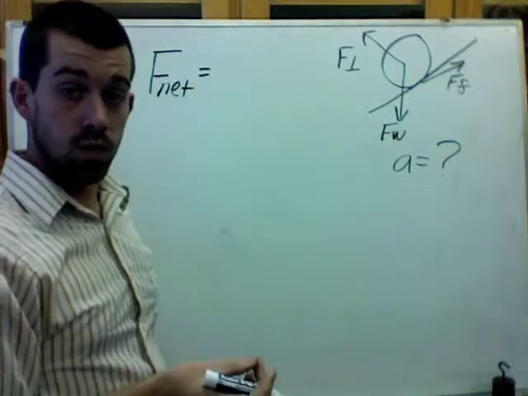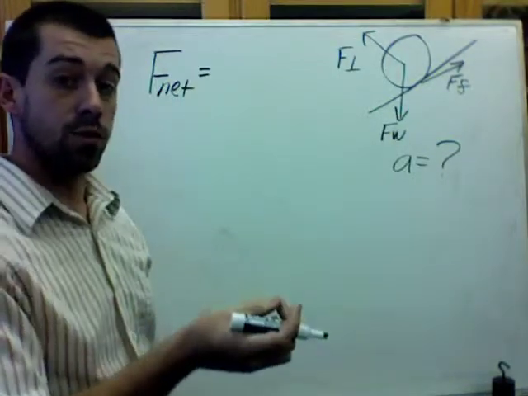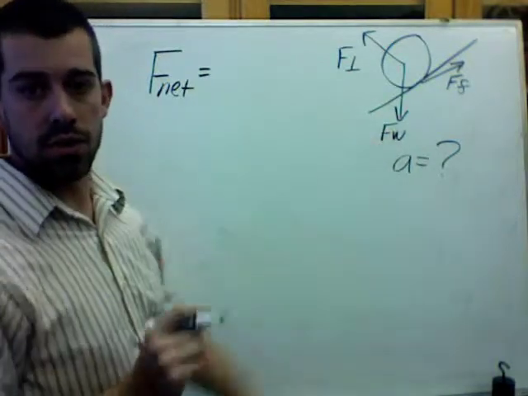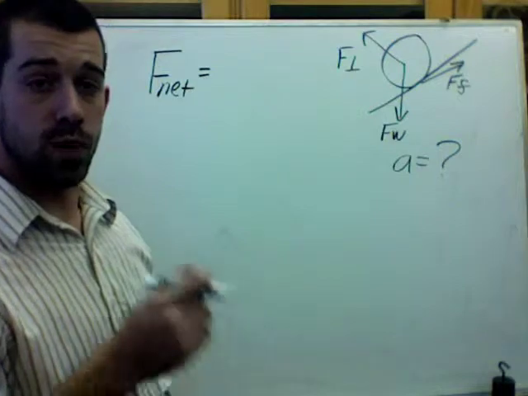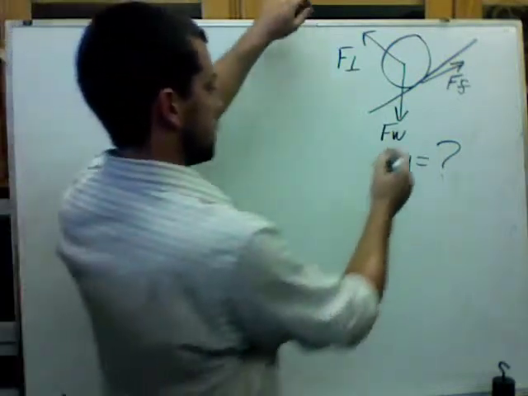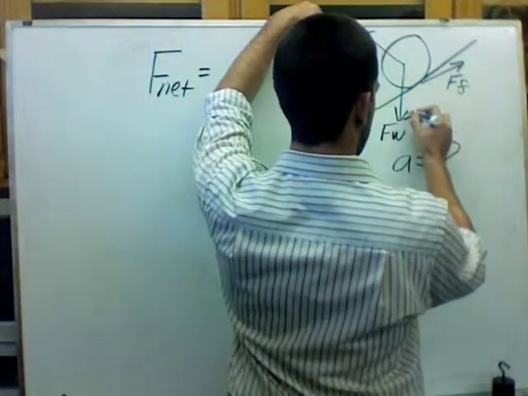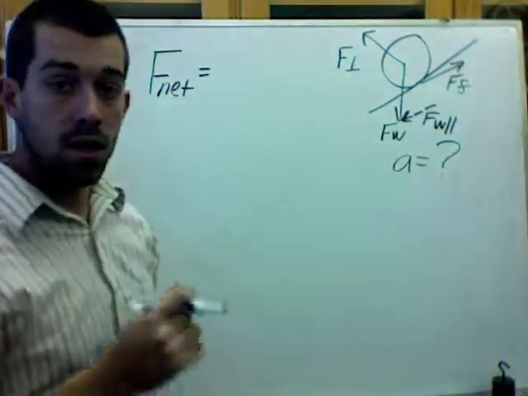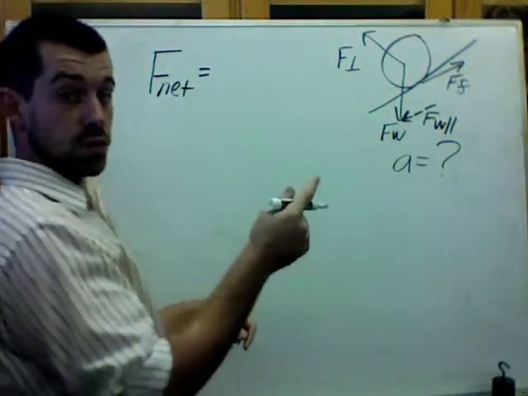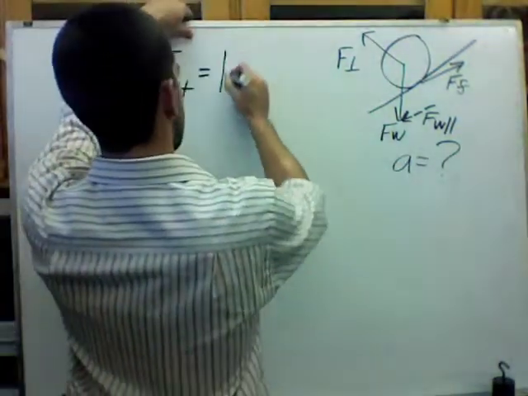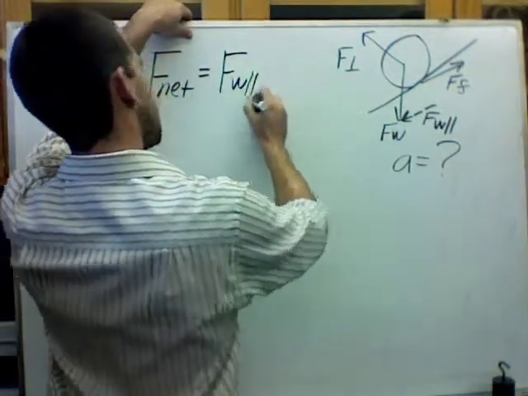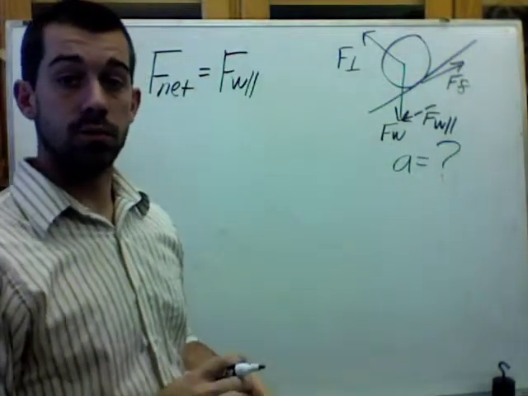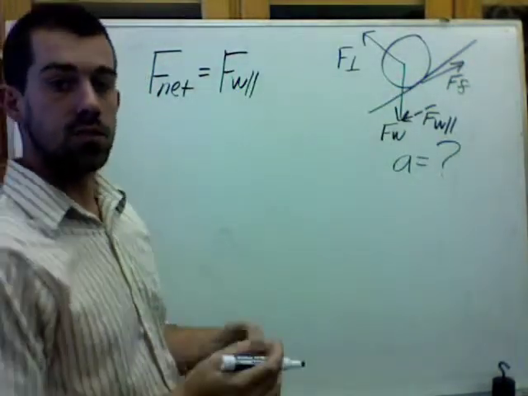In this case, because we're on a hill, the net force is equal to the force of weight, but only a component of the force of weight. Only the force of weight that is parallel to the surface. So the net force is equal to the force of weight parallel to the surface. It's also related to the amount of force of friction. So force of weight parallel minus force of friction gives you the net force.